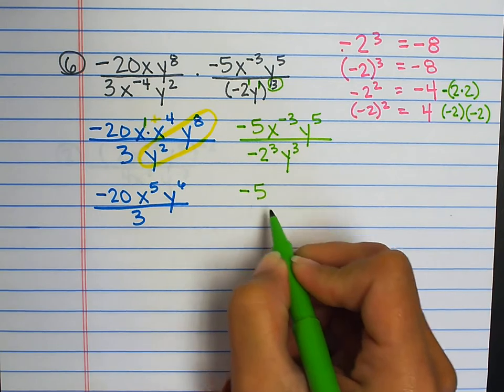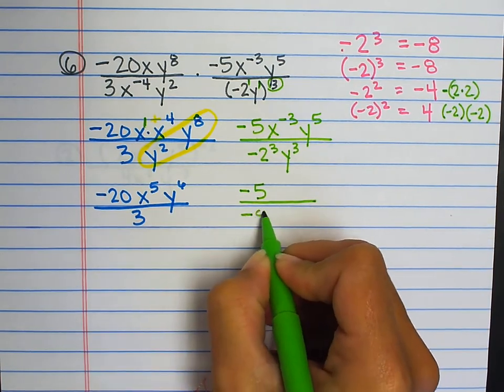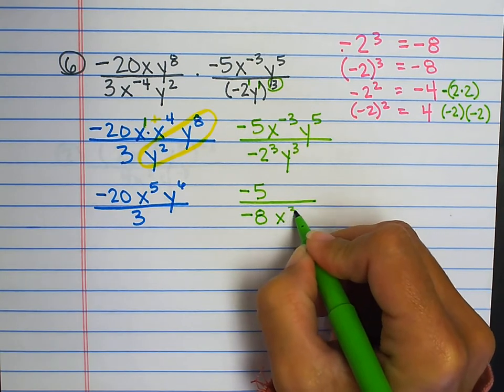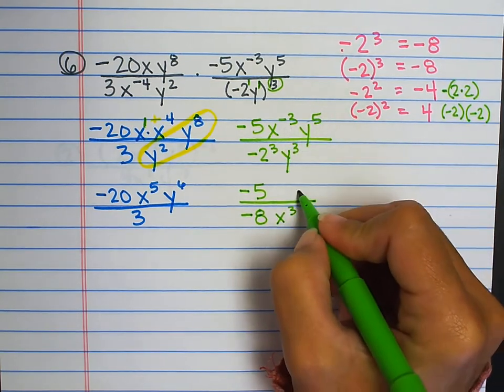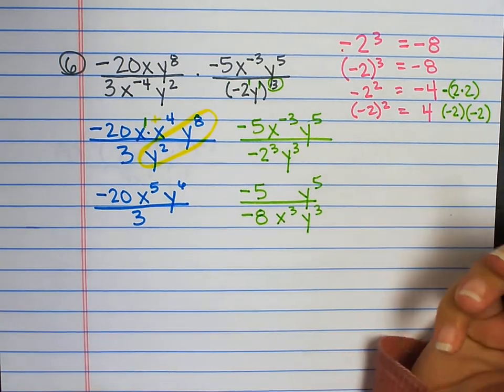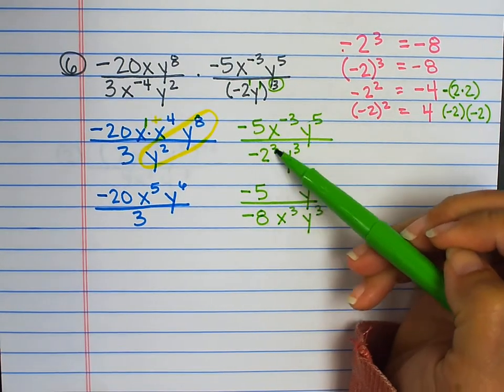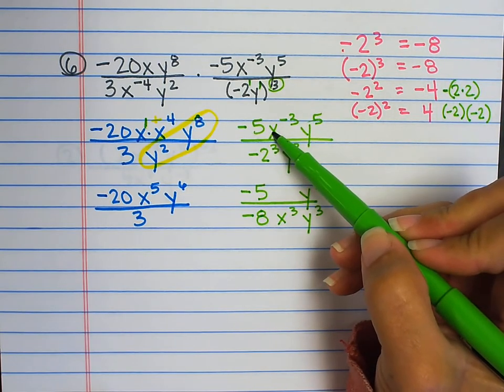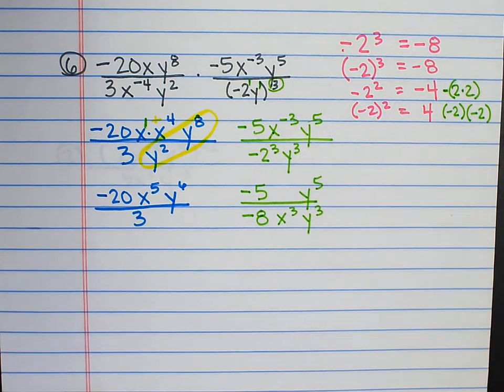So I have negative 5 on top, negative 8 on bottom. I'm going to move the x to the third down because it's negative. The y to the fifth is going to stay on top. The y to the third is going to stay on bottom. So I simplified the negative 2 to the third, and I made the x to the negative third go downstairs so it could become positive.